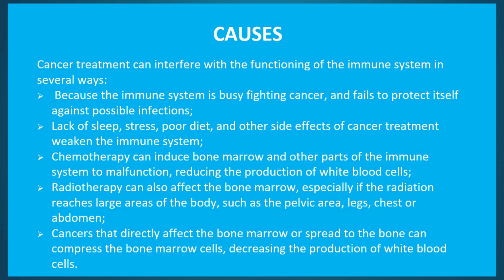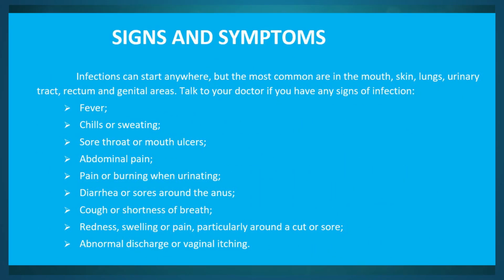Cancers that directly affect the bone marrow or spread to the bone can compress the bone marrow cells, decreasing the production of white blood cells. Signs and symptoms. Infections can start anywhere, but the most common are in the mouth, skin, lungs, urinary tract, rectum, and genital areas. Talk to your doctor if you have any signs of infection.